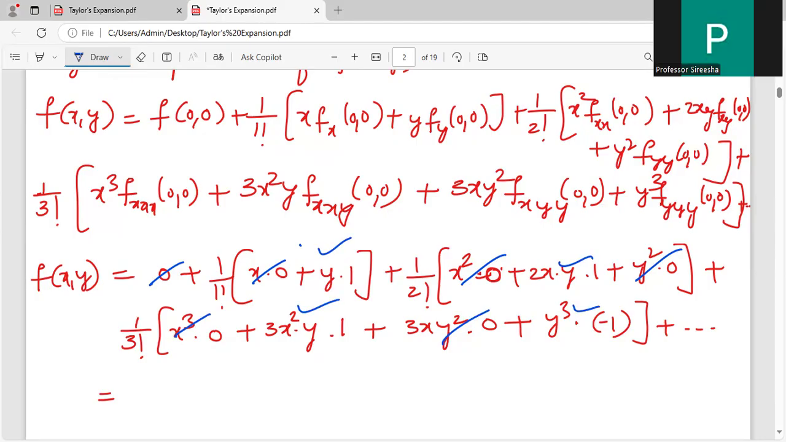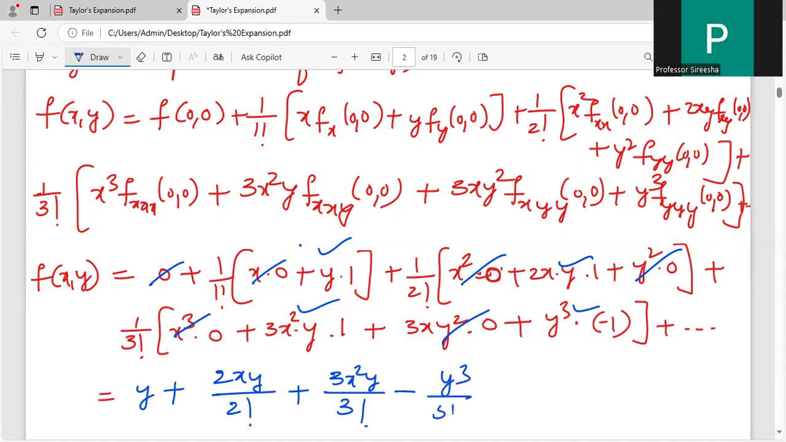Okay. I'll write the series, right? It would be what? y plus 1 by 2 factorial, I am taking it inside, or I will write it like this, 2xy by 2 factorial. Tell me the final output. Okay, guys? Yes. 3x squared y by 3 factorial. Okay, minus y cube by 3 factorial.